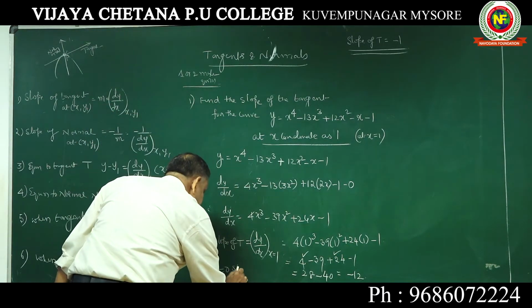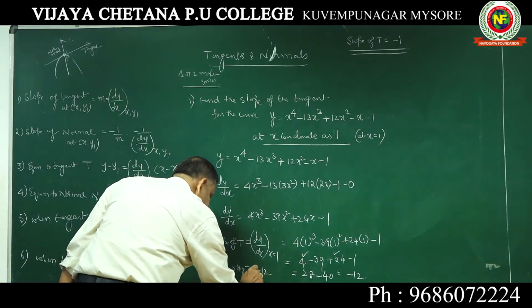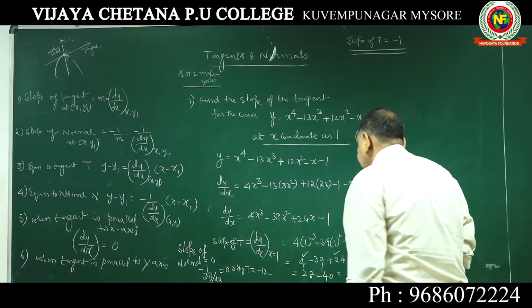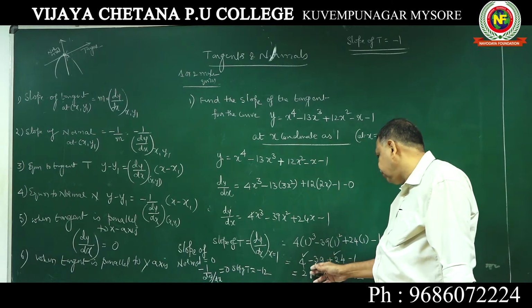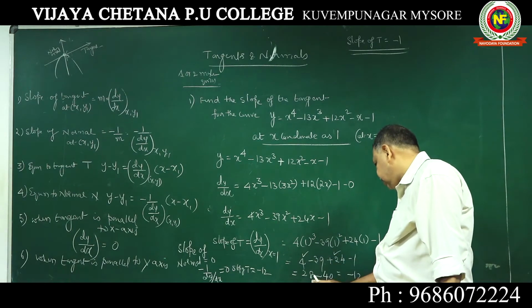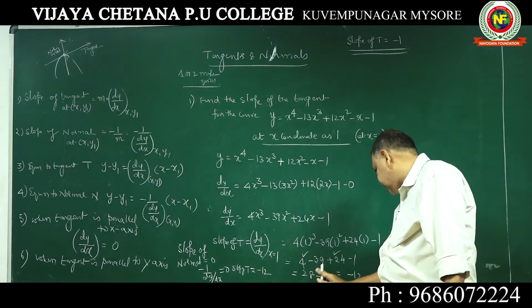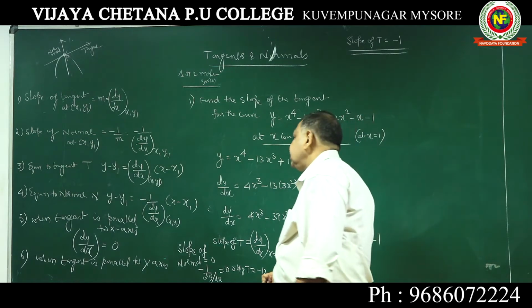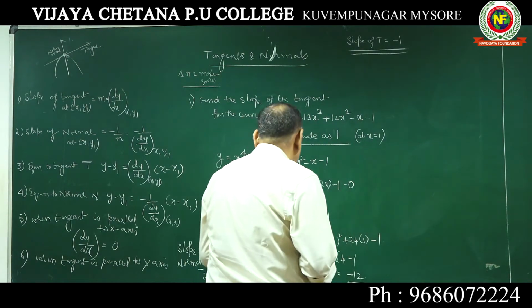So the right answer, slope of t is, please see any simplification. Have I done any mistakes? Just check. 4 into 1, 4, 39 into 1, 24. We are adding this and this. 28 minus 40, it is minus 12. Correct? Yes. Minus 12, because minus is more. Minus 12 is the slope of the tangent.